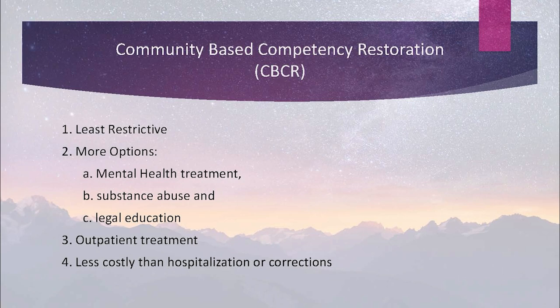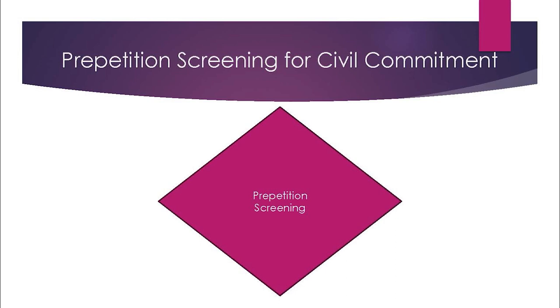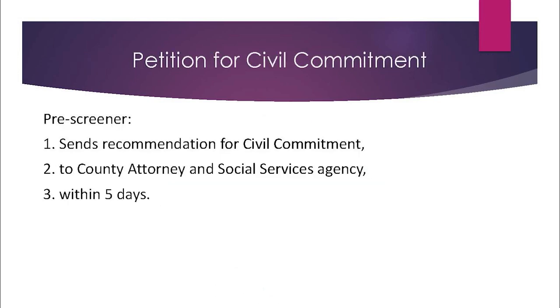There is outpatient treatment, and it is less costly than hospitalization or corrections, with the ability to access Medicaid funds in this situation. The pre-petition screening for civil commitment, which has been ordered by the criminal court prior to the civil court being able to take anything on, will look at the entire client, what has been going on, what is happening in their current situation, and determine if there are grounds for a civil commitment. That recommendation is sent to the county attorney and the social services agency within 5 days of being ordered.